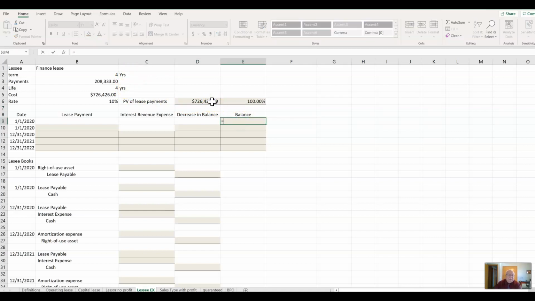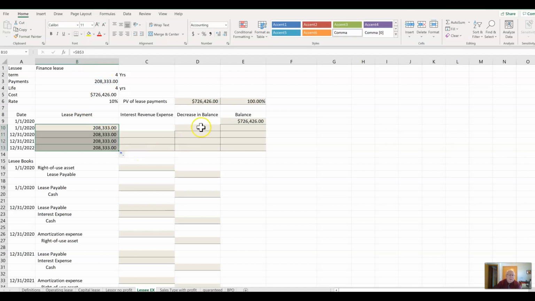So the beginning balance would be the $726,426, just like we had there. And the first lease payment is the same payment all the way through. So that's F for that. So it's $208,333. And on the first one, since it's done at the beginning of the lease, it's the same amount. And then we'll subtract them. The $726 by the 208, so it's $518,093 is the balance.